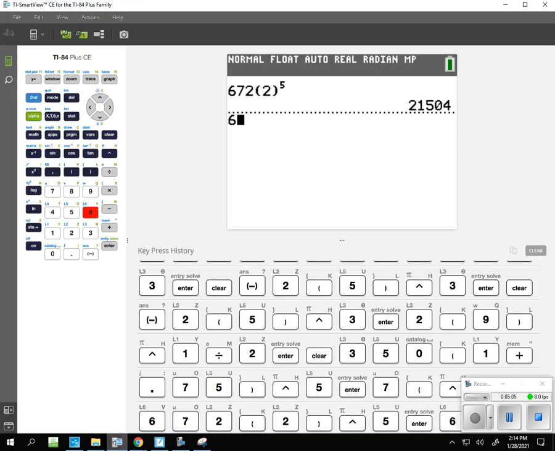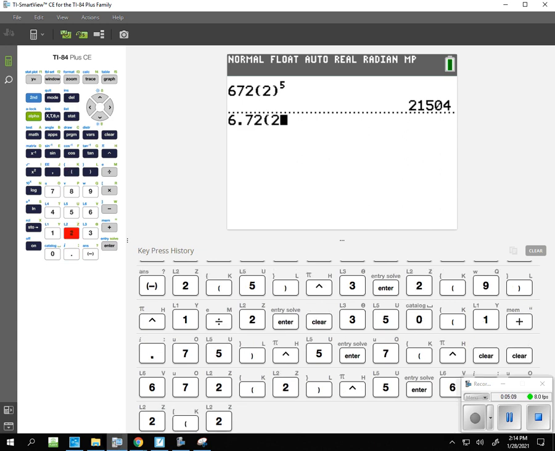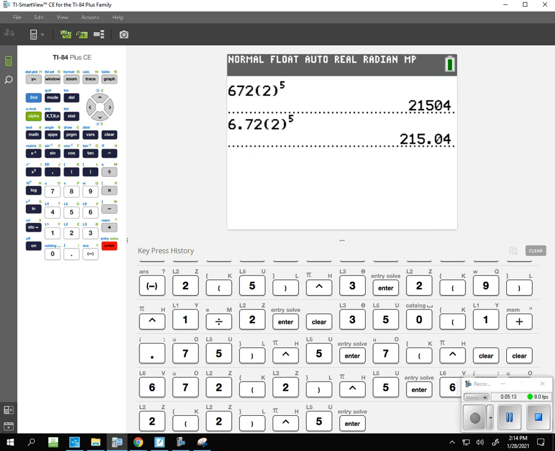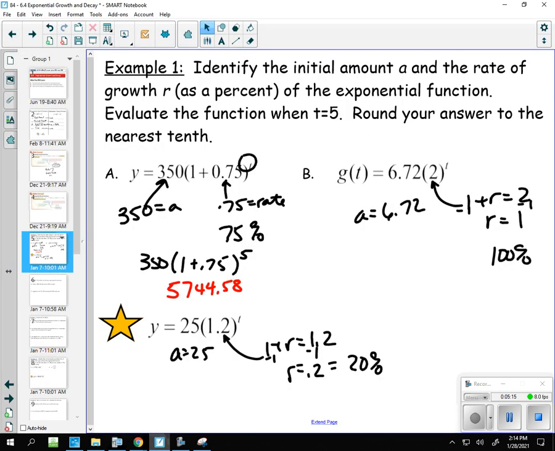Let me try that again. 6.72 times 2 raised to the fifth power. So 215.04. My apologies there. 215.04. Last one. Let's see if you can do this one by yourself.